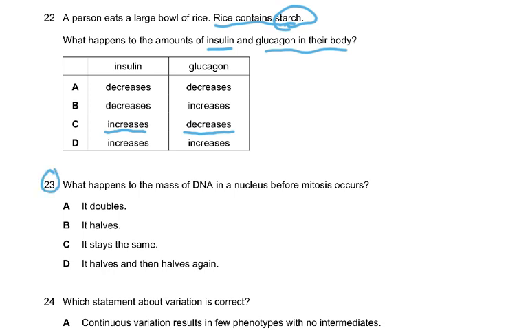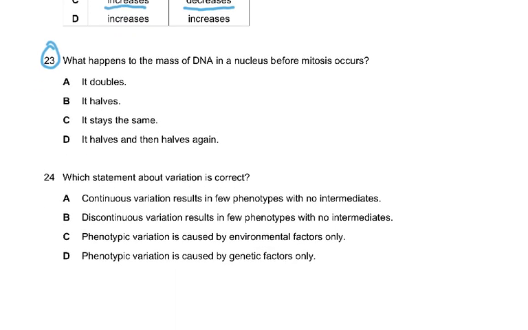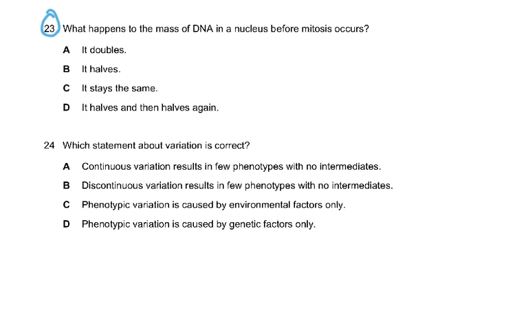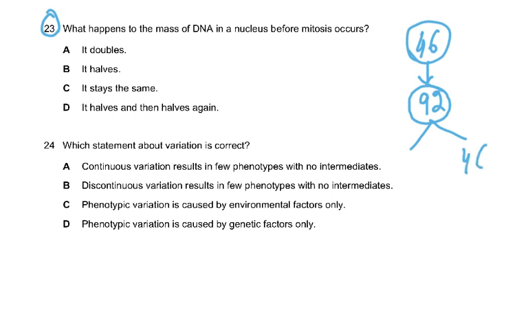Then we come on to question number 23. What happens to the mass of DNA in the nucleus before mitosis occurs? So you have 46 chromosomes in one cell. Now the 46 chromosomes have to become 92 before the cell can divide by mitosis, because each cell that is formed has to have 46 chromosomes. So this is the point at which DNA replication has taken place.